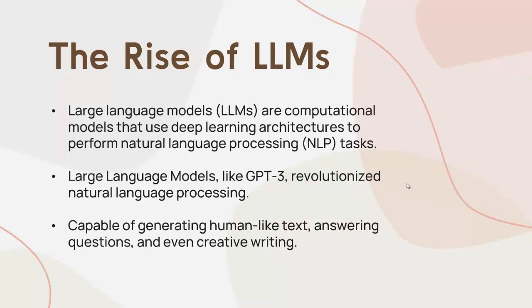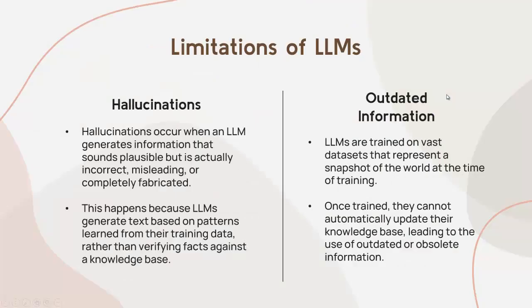Large language models are advanced artificial intelligence systems that are designed to understand, generate and manipulate human language. These are trained on vast amounts of data and can perform various tasks such as answering questions, summarizing content, and even generating creative text. Though LLMs are quite powerful, they have some limitations. Two of the most notable ones are hallucinations and outdated information.